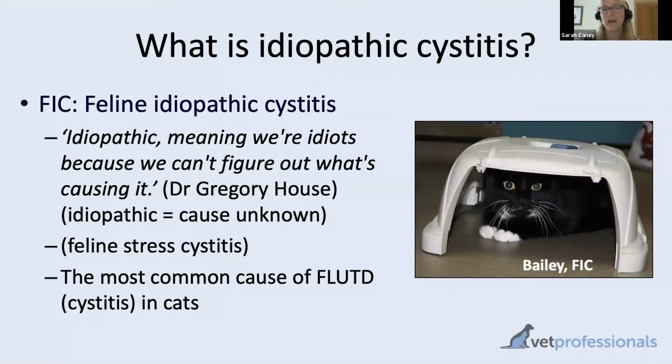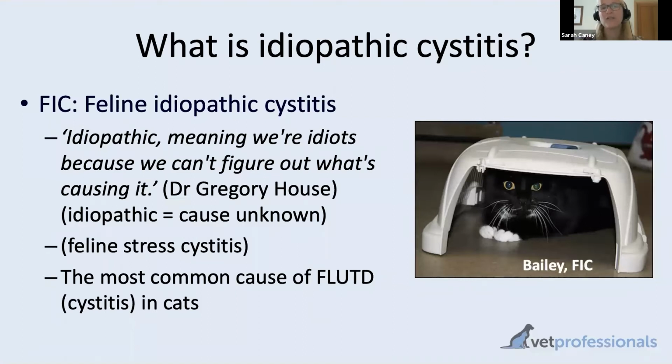What is idiopathic cystitis? And I love this quote here, which is actually from a fictional character you may know, Dr. Gregory House from the TV series House. His definition of idiopathic was meaning we're idiots because we can't figure out what's causing it. The official medical definition would be cause unknown. So the end result is the same.